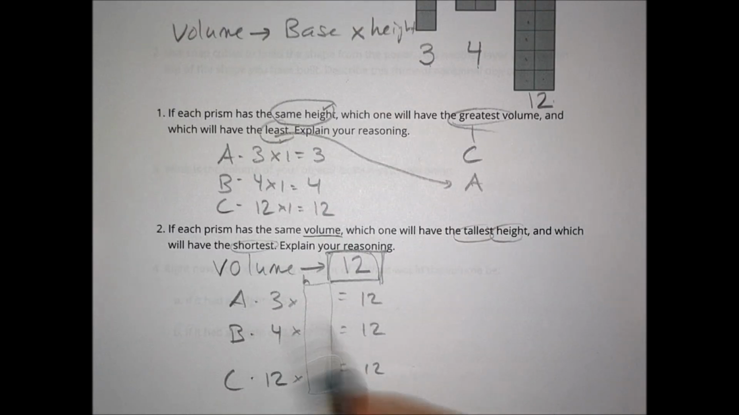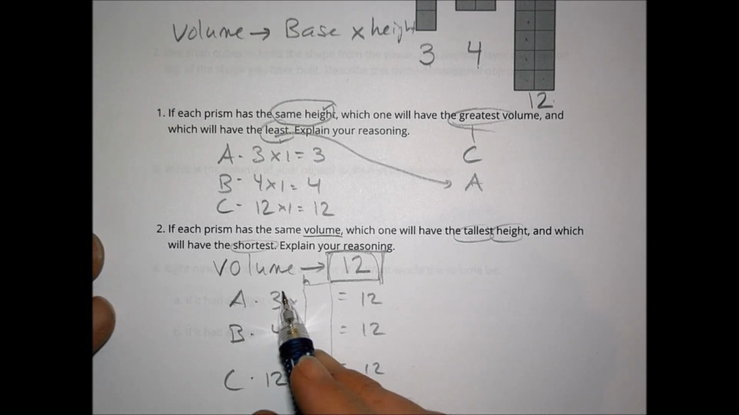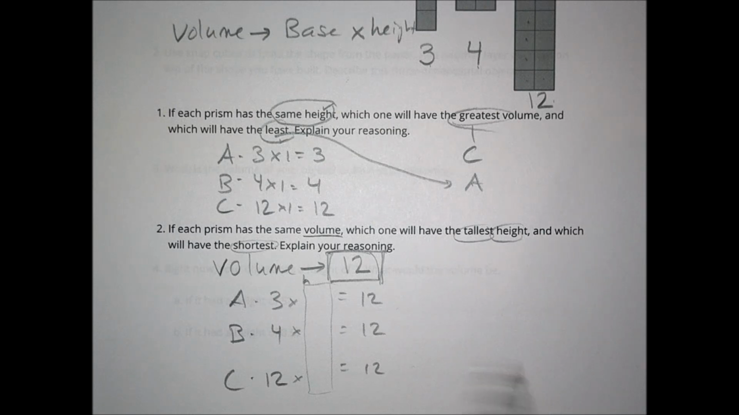Now we could have set this at anything else. We could have said this is 24. We could make some other common multiple of 3, 4, and 12. That could have worked just fine. 36 would work, that'd be fine. But let's do 12 for now because it's just easier to deal with.